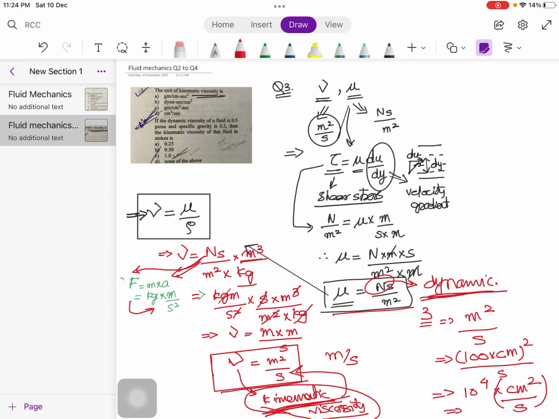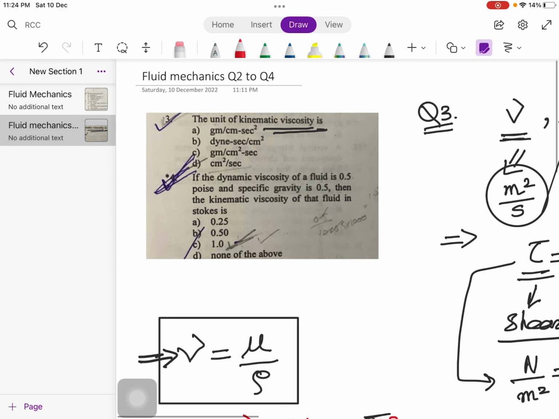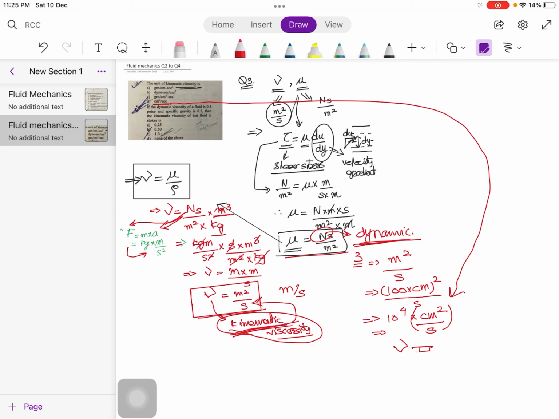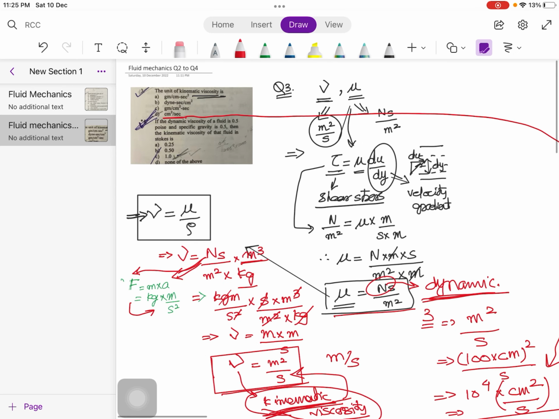This is the answer for our question number 3, which is option D, which you can relate from this derivation. Nu in terms of centimeters equals centimeter square per second. So the unit of nu is centimeter square per second. From our options, it is option D.